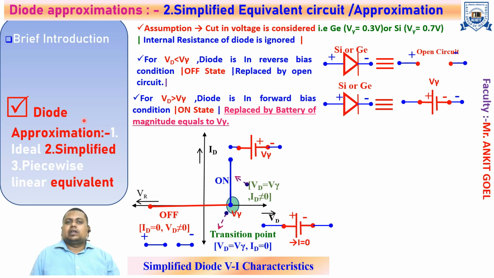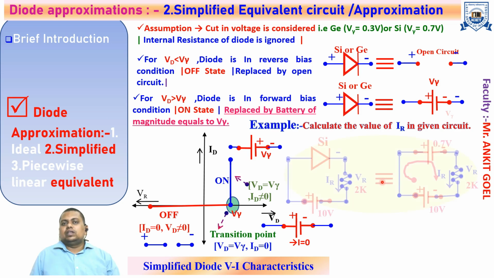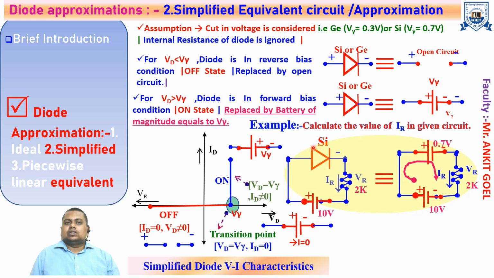So let's solve the same numerical as discussed in the previous ideal case, and let's find the value of the current IR. Now the diode is replaced by the silicon diode. Previously it was the ideal diode. So when we replace it by the silicon diode, let's see what the effect is on the current IR. As you can see, by the polarity of the input voltage, this diode is in the forward bias condition, that is in the on state. So we replace it by a battery of magnitude equal to the cut-in voltage of the silicon, that is 0.7 volt.